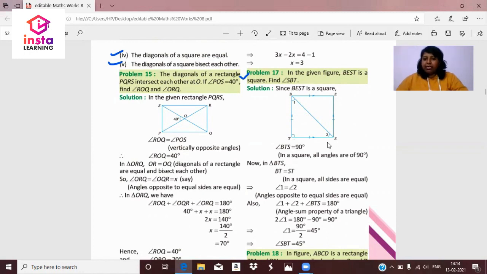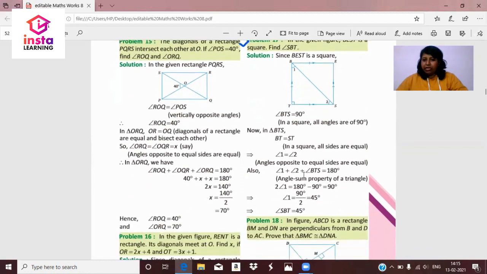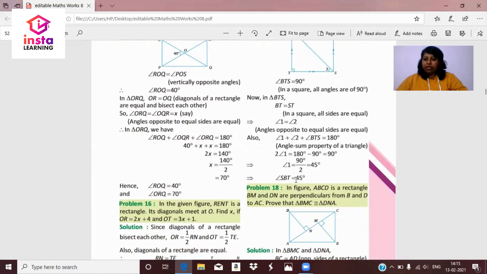In triangle BTS, BT is equal to ST, these sides. So the angles will also be equal. Angle 1 is equal to angle 2. Angles opposite equal sides are equal. Angle 1 plus angle 2 plus angle BTS is equal to 180 degrees, by the angle sum property of triangle BTS. So by calculating this, we will get the value of angle SBT as 45 degrees.